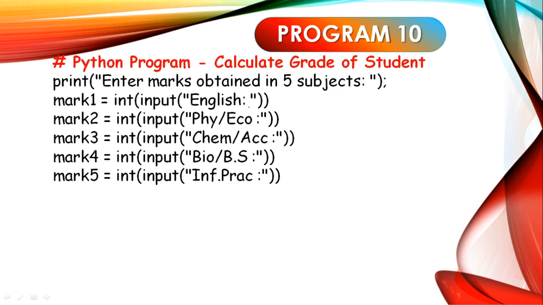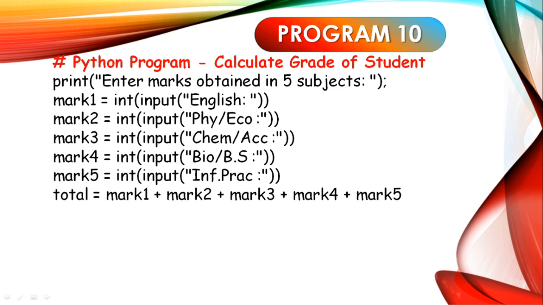After inputting the marks, we have to calculate the total marks: total equals mark 1 plus mark 2 plus mark 3 plus mark 4 plus mark 5. Then after that we have to calculate the percentage. Percentage is calculated as total by 5. This is the first part of the program, to find the total and percentage of the student.